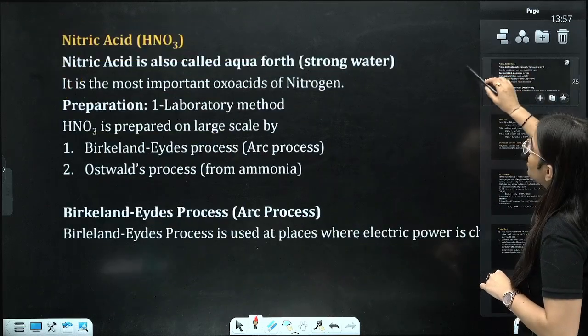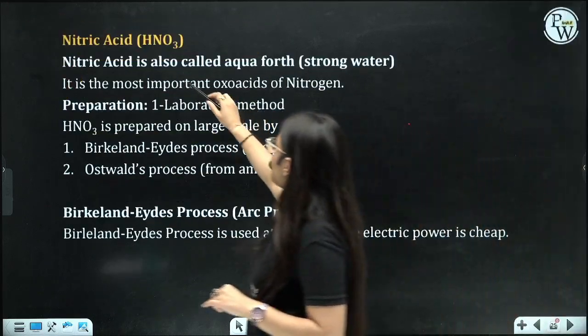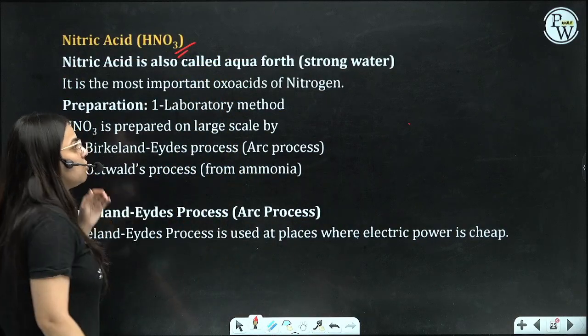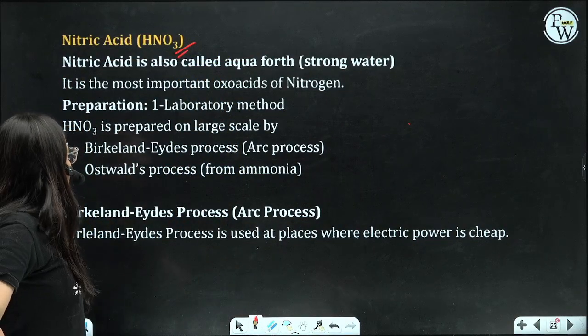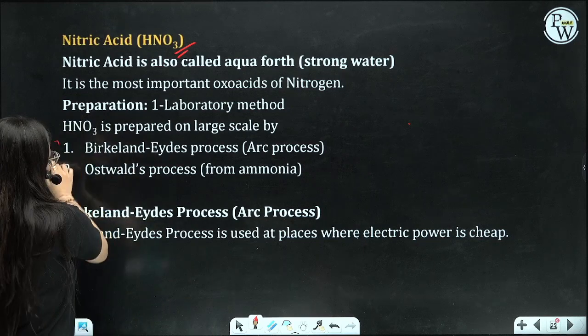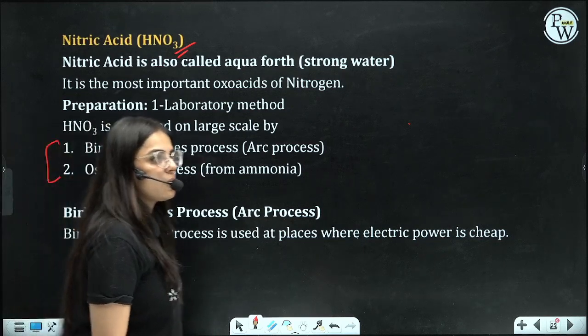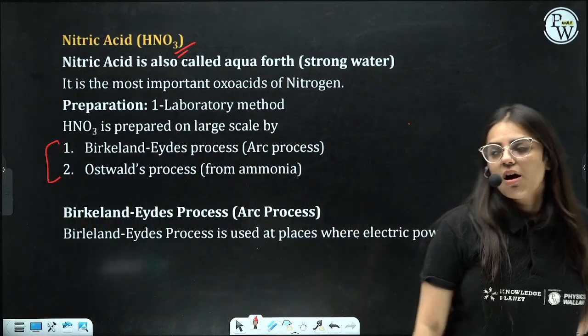Yeah. Now comes, students, your nitric acid, that is HNO3. Nitric acid is also called aqua fortis or the strong water. Now if I talk about the preparation, there are two preparation methods: by the Ostwald process from ammonia, and then comes the arc process.